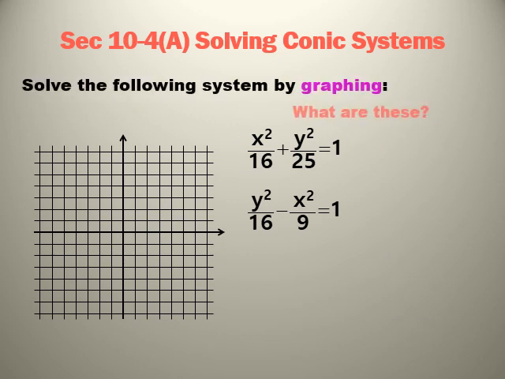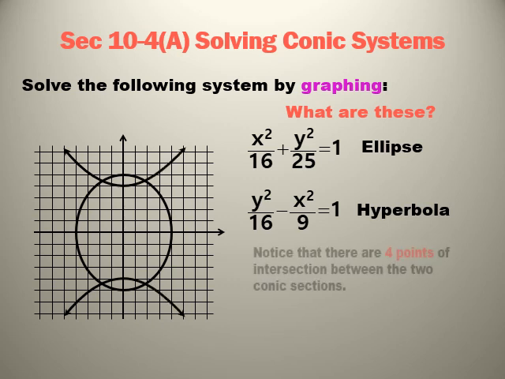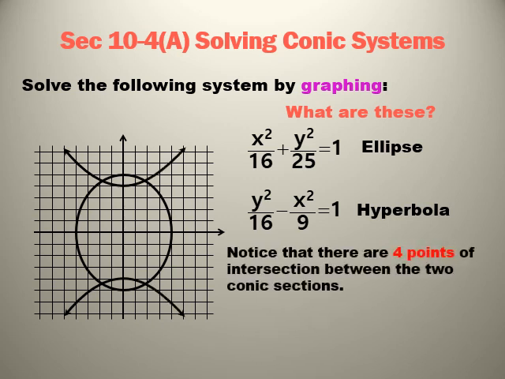All right, what about these? First of all, these aren't lines anymore. That first equation, what would that one be? All right, so that's an ellipse. And what about the second equation? The second equation is clearly a hyperbola. So if we were to graph that, it looks like it's also centered at 0, 0. So an ellipse and a hyperbola could have 4 points of intersection. And as a result, there are 4 solutions to this system of equations.